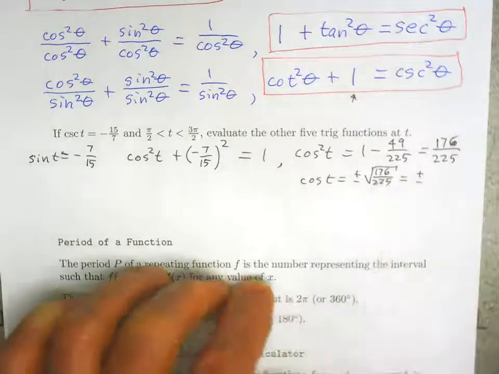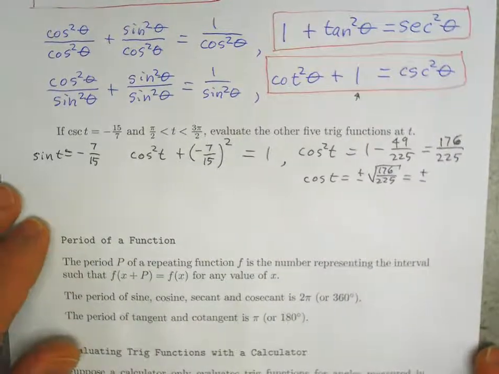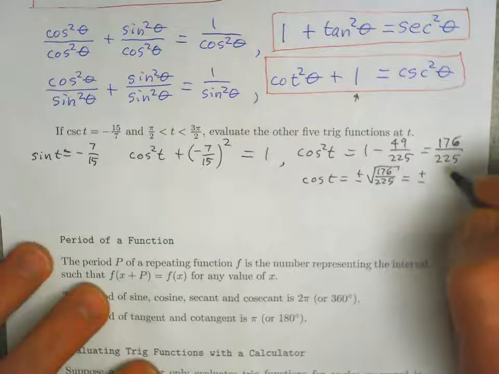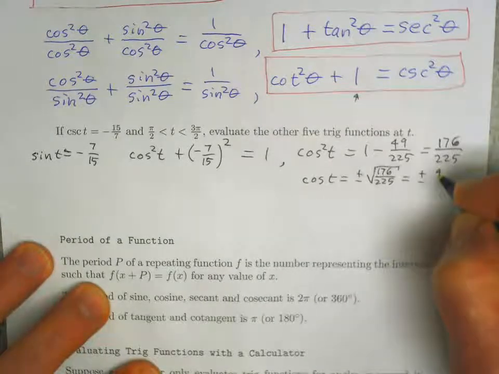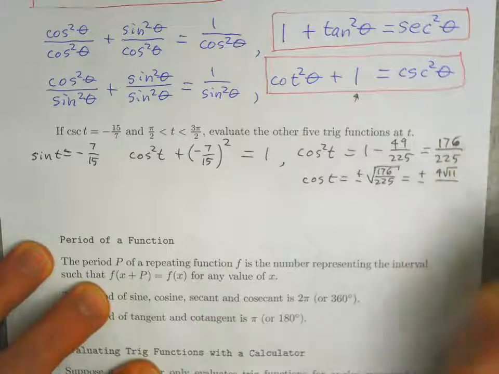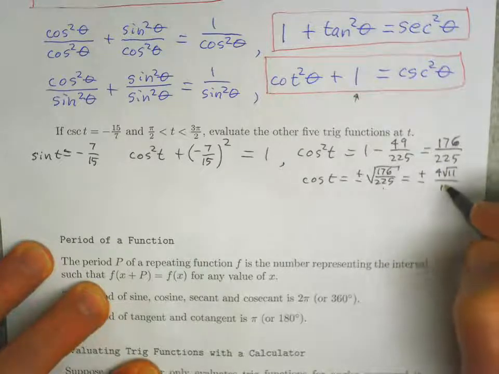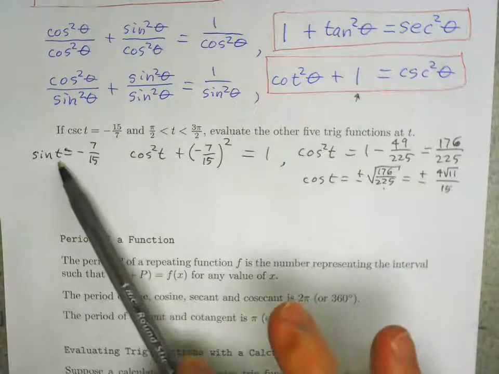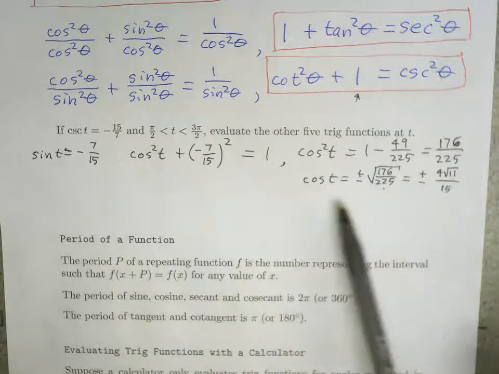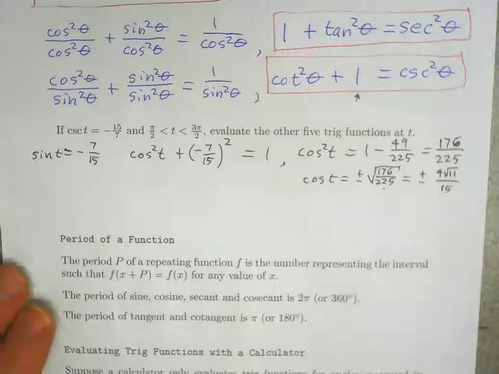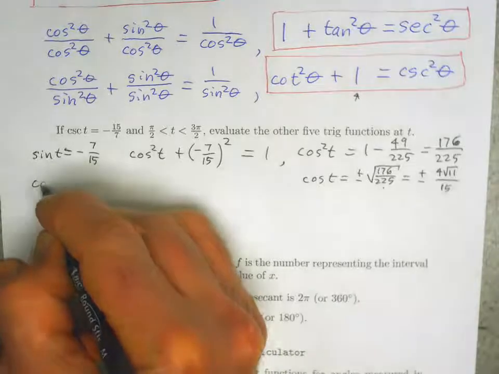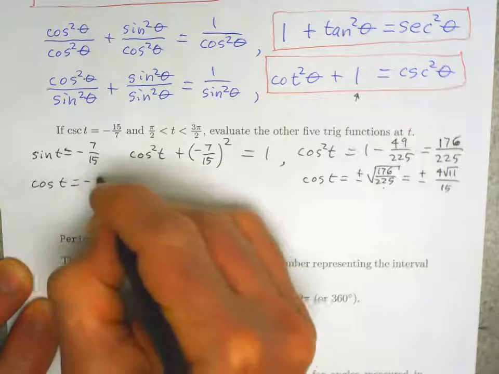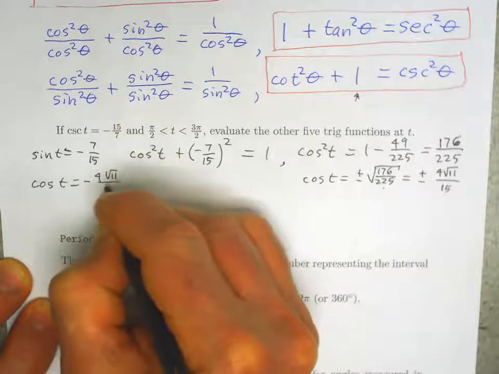the square root of 176, so let's see, 176 is 16 times 11, and the square root of 16 is 4. So in the numerator, we have 4 times the square root of 11, and the square root of 225 is 15. Okay, but for our purposes, t is in the third quadrant, and cosine is negative in the third quadrant. So we'll pick the negative solution. Cosine of t is negative 4 times the square root of 11/15.